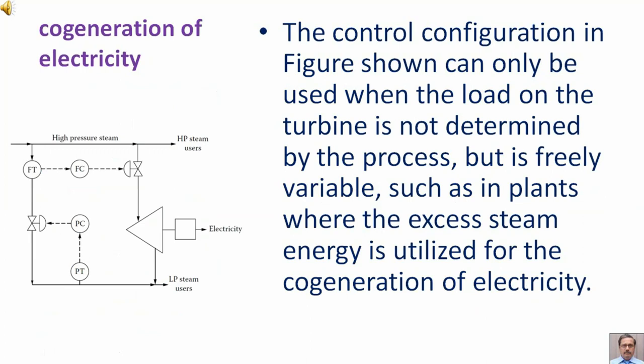The control configuration in figure shown can only be used when the load on the turbine is not determined by the process but is freely variable, such as in plants where the excess steam energy is utilized for the cogeneration of electricity.